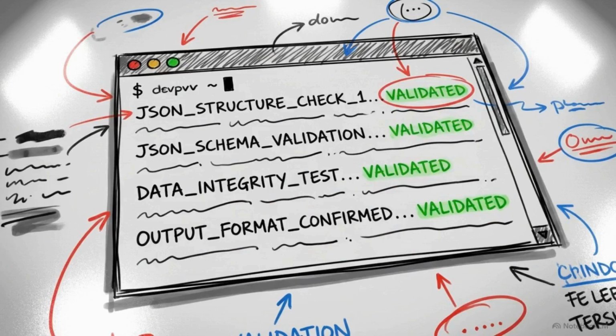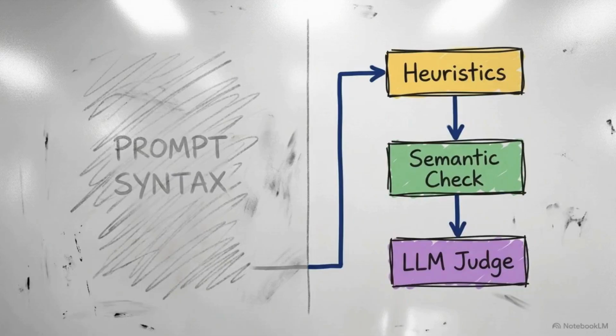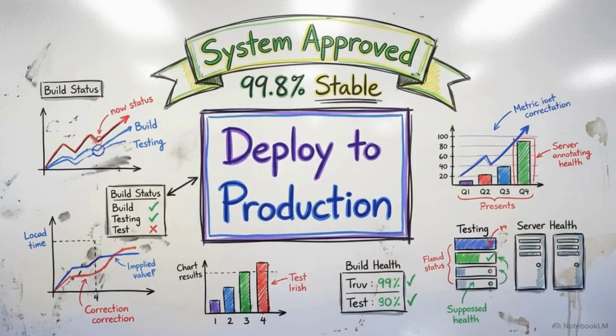Because we are operating in an architecture driven by probability, structural predictability must be engineered from the outside in. The non-deterministic nature of these systems requires us to shift our focus from prompt syntax to the automated rigor of the evaluation pipeline itself. In the era of probabilistic software, this is the only way to build systems that can actually be trusted.